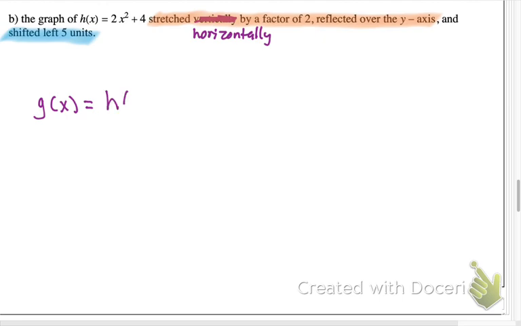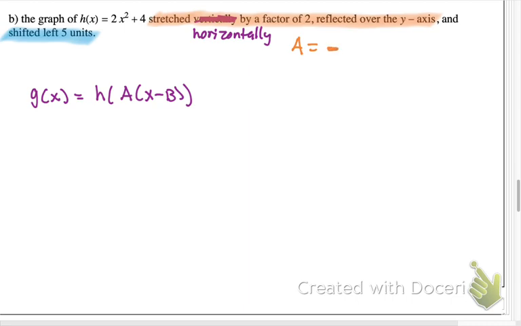So I'm going to start by writing h times... Let me back up. I need a little more room, so I got to write smaller. So I'm looking for a function that has the form h of a times x minus b. Okay, capital A is going to be the factor that takes into account the stretching by a factor of 2 and the reflection over the y-axis. Since we're doing a horizontal reflection, A is going to be negative.